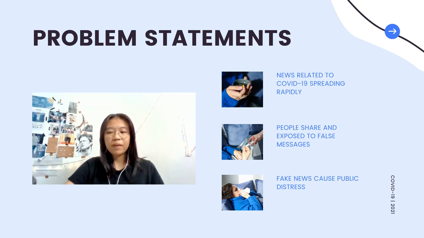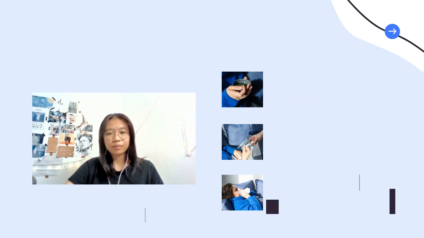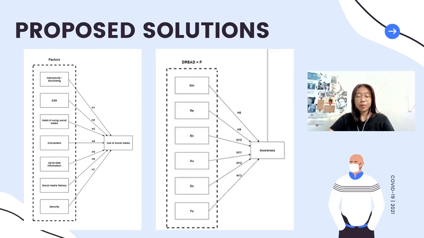And third, fake news could cause public distress, where people are exposed to fake news and they become gullible and naive, and this could make people tend to make an action that is out of their control. These are the proposed solutions for this research project, which consists of two diagrams, which first focus on the factors of using social media, and second, a diagram on the trait plus F model, which focuses on awareness on misinformation.